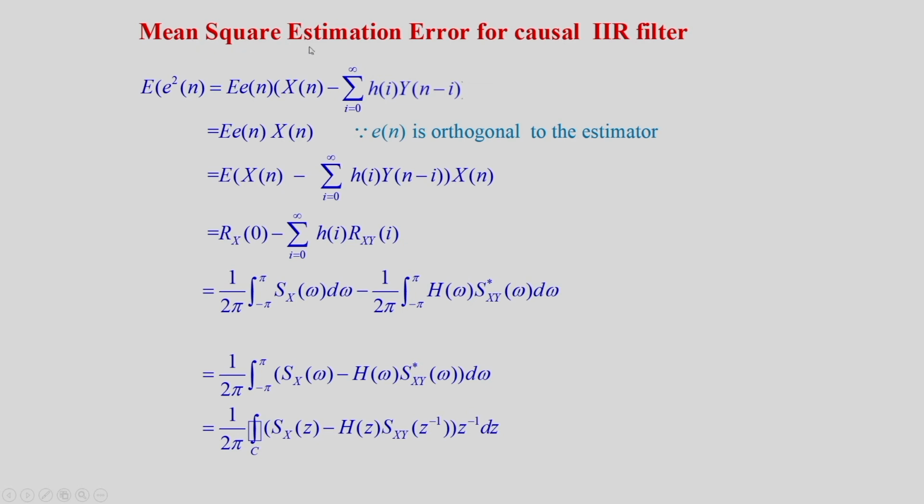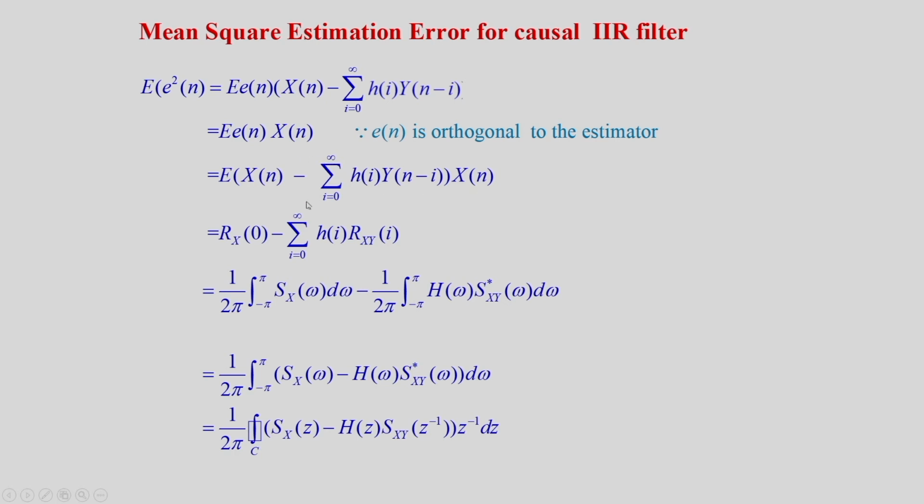We have to find the mean square estimation error for the causal IIR Wiener filter, and it is given by E of e square(n), which can be written as E of e(n) into x(n) minus summation h(i) into y(n minus i), i going from 0 to infinity. And using the orthogonality principle, we will get this expression equal to E of e(n) into x(n). Again we are expanding e(n). So, we will get E of x(n) minus summation h(i) into y(n minus i), i going from 0 to infinity, into x(n).